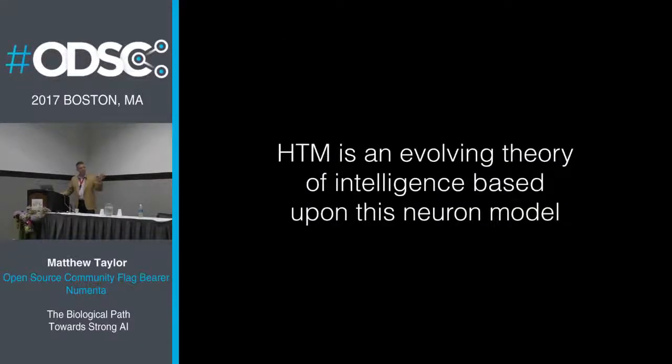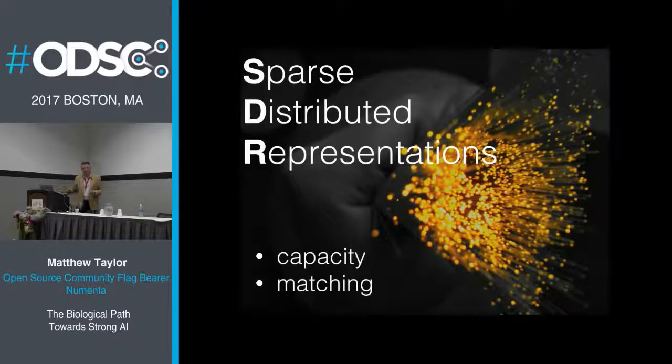Before I get into some deeper stuff, I want to note that this is an evolving theory. We have tried to create a theory of intelligence based on the most recent neuroscience research that we can find, and we continue to evolve it as more research comes out. So this is an evolving theory based upon this neuron model that I just described to you. One of the key components to understanding this is a data format called sparse distributed representations. At its core, it's just a big binary array with a very small number of bits turned on.